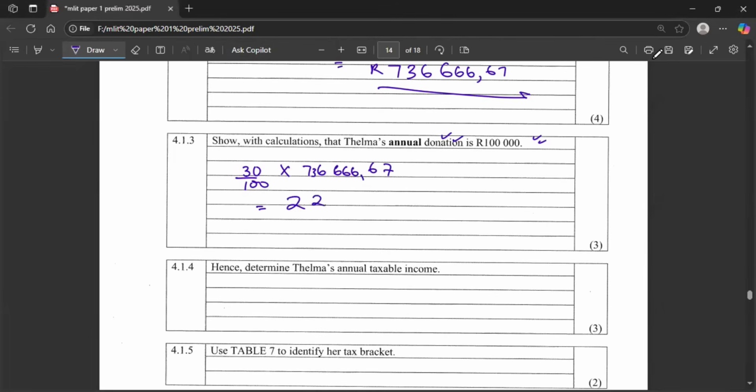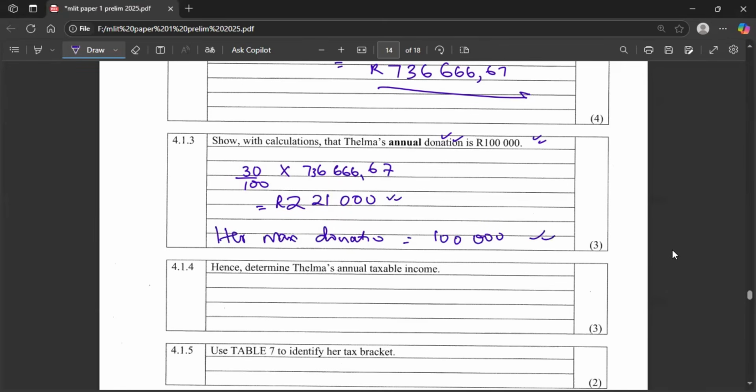Okay, so 221,000. So 30% of our amount is supposed to give us this. But then there was a restriction where we were told that the maximum that a person can donate is, okay, so her maximum donation is going to be just 100,000. So if ever the percentage gives you a bigger amount, the maximum they can restrict you to is just that.